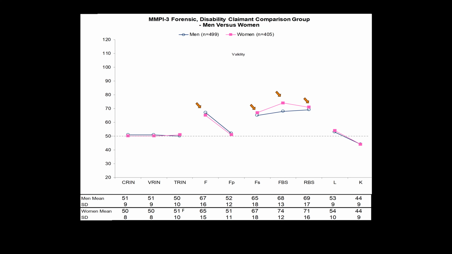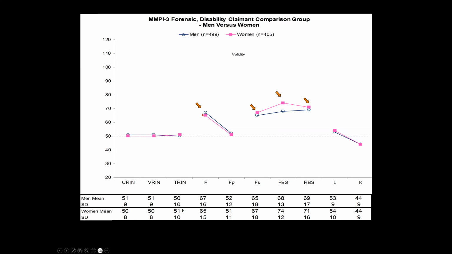Not surprisingly, we're seeing some elevations on the over-reporting scales. Now, I should mention that all of these are valid to be included in a comparison group. The MMPI-3 protocol has to be valid, meaning that we have scores below the cutoffs for invalidity on the inconsistency and the two over-reporting scales that can invalidate a protocol, F and FP.